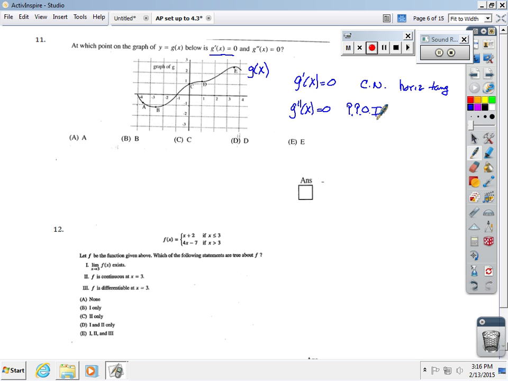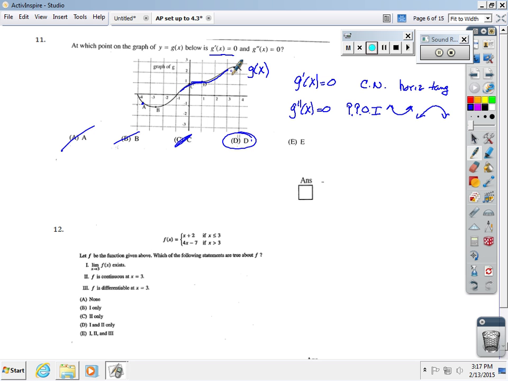All right, so let's go through all the points here. Point A, I need there to be a horizontal tangent, and there's not there, so it can't be A. We go to point B. Now there is a horizontal tangent at point B, but there's not a point of inflection. It does not change from concave up to concave down. Can't be B. C, there's no concavity change there, so it can't be that. And at point D, it does change from concave down to concave up, and there would be a horizontal tangent there, so it's D. And obviously it can't be E because there's no change in concavity.